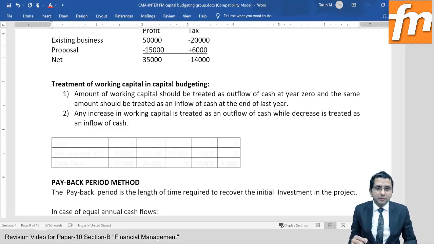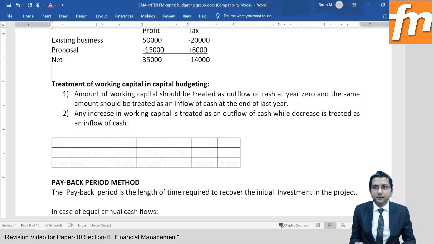So the very simple treatment is, if a question says that if you do this business, working capital requirement is 5 lakh rupees and life of the project is 10 years. So at 0 year, that is at the inception of the business, show outflow of 5 lakh. You'll have to invest 5 lakh rupees in the business. And at the end of 10th year, same 5 lakh rupees should be treated as an inflow.